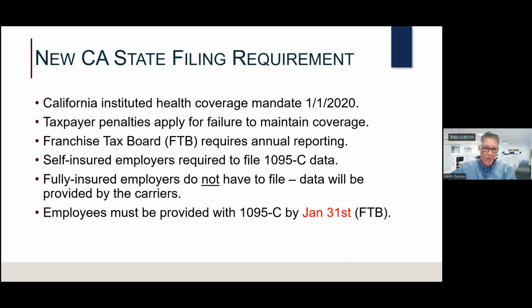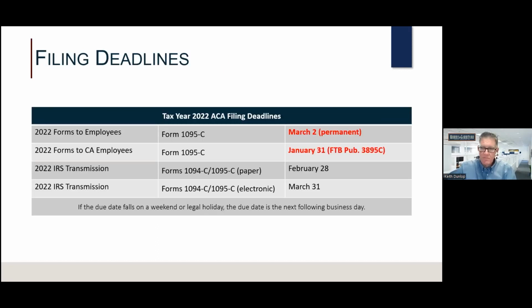I do want to point out this, though. There is a conflict between the deadline for 1095Cs according to the state versus federal. In the state publications about this mandate, they state that employees should be provided their 1095s by January 31st. This is in conflict with the federal deadlines. The current federal deadline to get forms to employees is March the 2nd. And this is now a permanent date as of this tax year. So you can mark March the 2nd on your compliance calendars on a go-forward basis.